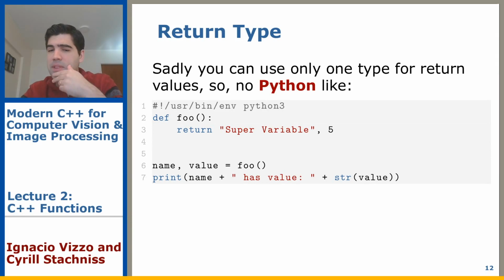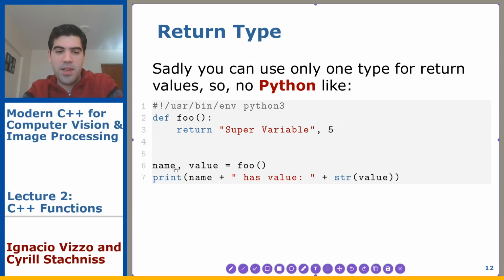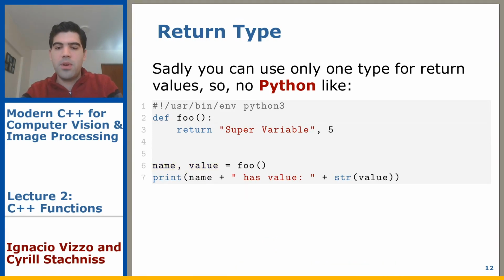The bad news is that you can only use one return type. We said this many times. So you cannot do like in Python, where you have a function that returns the name of the variable and then the value, using this syntax with the comma. People who know some Python, or people who took Sensor State Estimation 1, might be used to this type of syntax where you say, okay, this function will give me the name and the value of some variable, and then I can access these two different types, right?